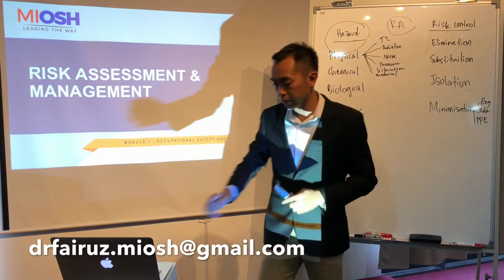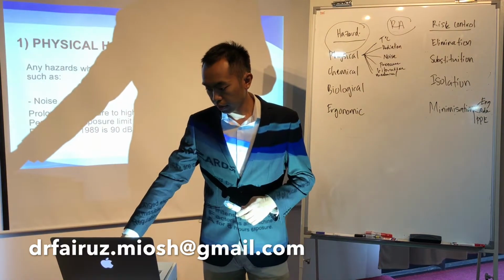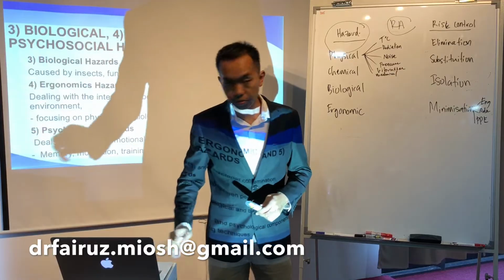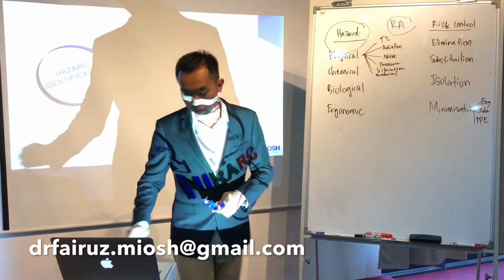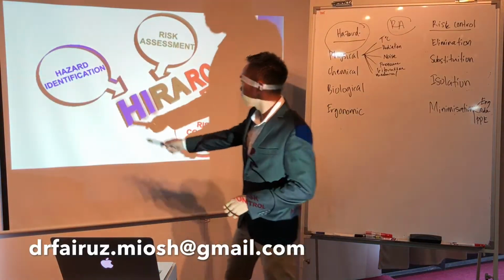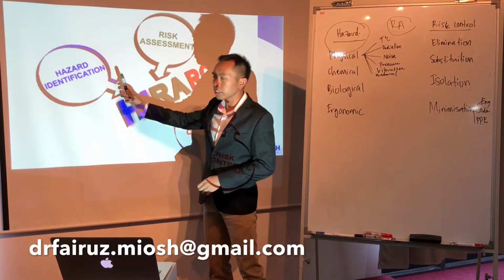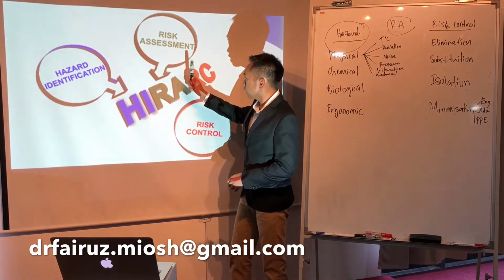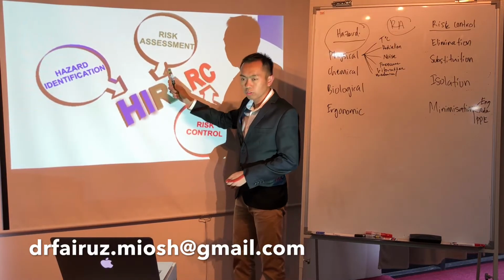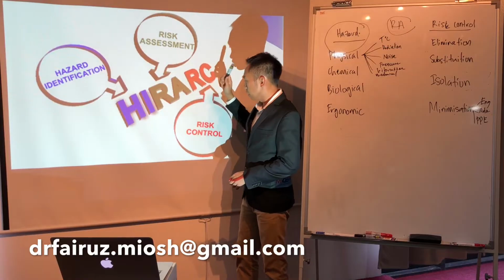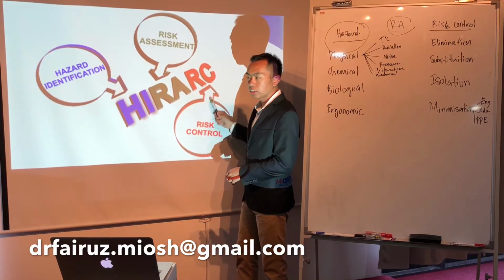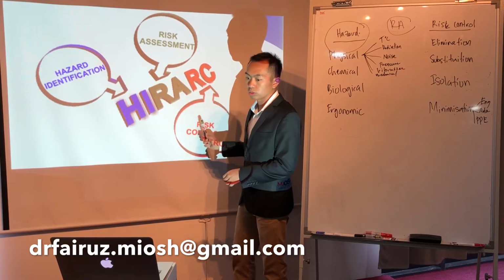Okay, we go to our slide. So this is the concept of HIRARC. First, hazard identification, where we need to identify the hazards. Second, after we identify all the types of hazards, we need to do the risk assessment, and after that we need to give suggestions and recommendations for the risk control.